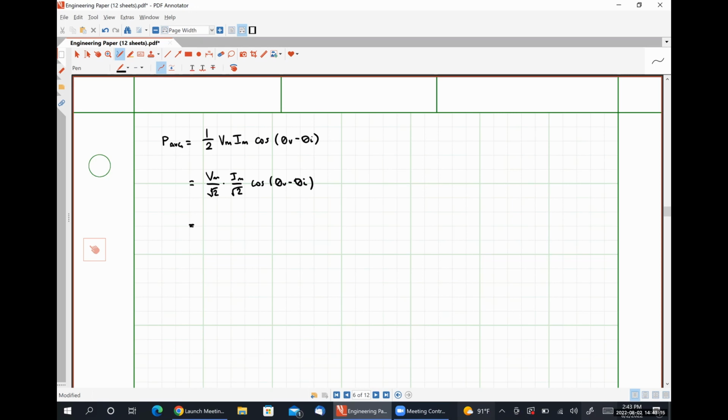Well, Vm over the square root of 2 is the effective value for our voltage, and Im over the square root of 2 is the effective value for our current. And then we have cosine(theta v minus theta I). And here's where I'm probably going to lose some of you, but it's okay. This is the real part of the following operation.